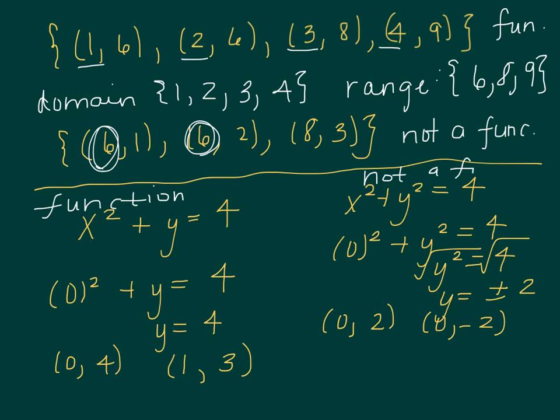So even if it is an equation, you can still check. They're not going to give you ordered pairs or numbers, but you can plug in your own numbers to check. And if you plug in 1, you'll get positive square root of 3, and you'll get negative square root of 3. So if you plug it in and you get more than one value, you know it's not a function.